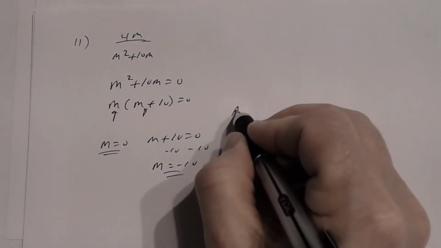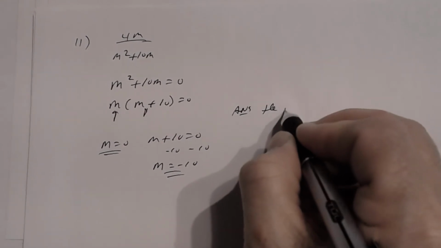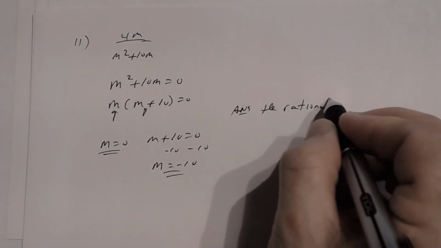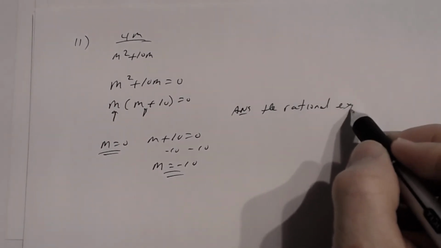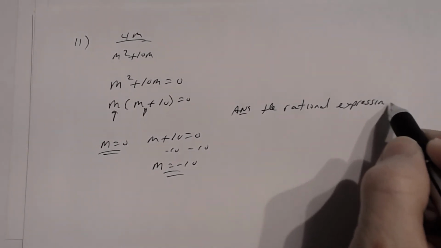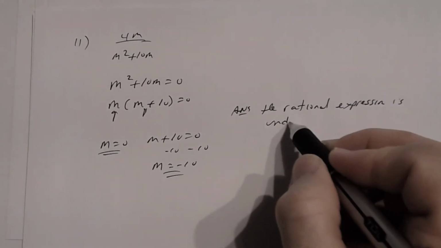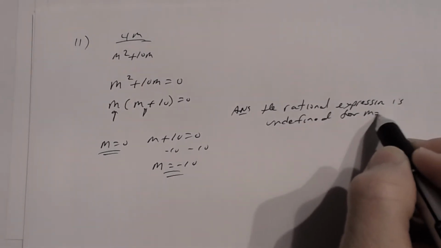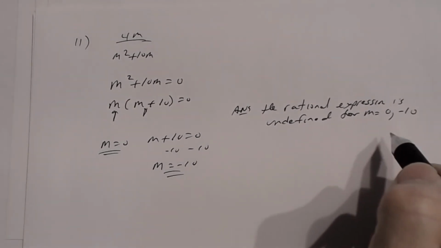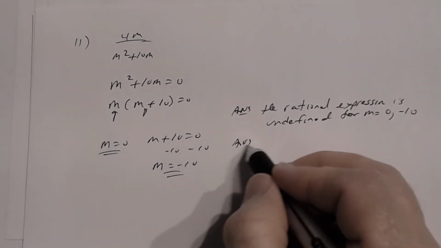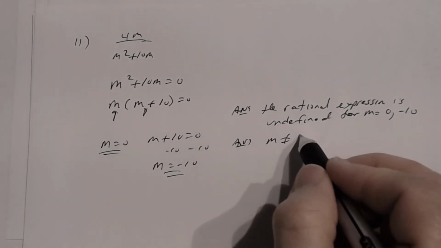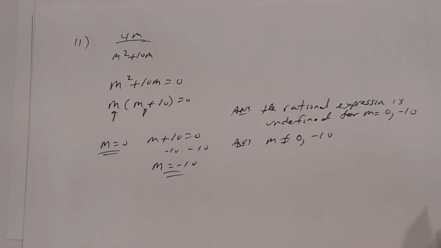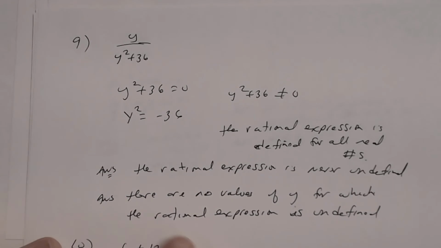So this is your answer. You're going to say the rational expression is undefined for m equals 0, comma, negative 10. And another way you can say this is that m cannot equal 0, comma, negative 10. Okay? All right, so for that part of our lesson, go back over the way that we wrote these answers.